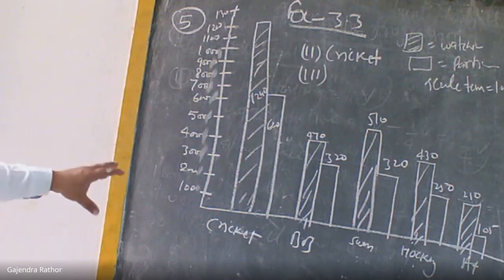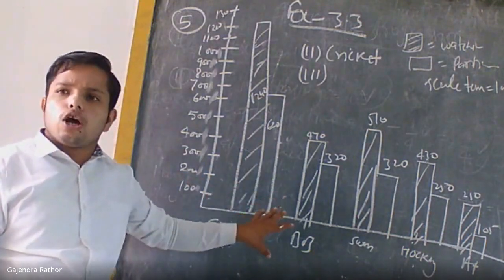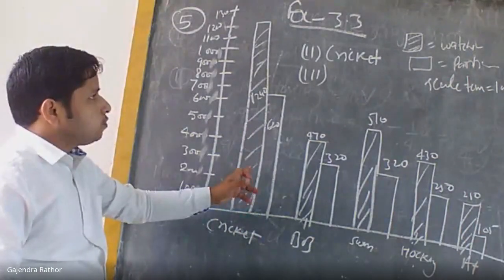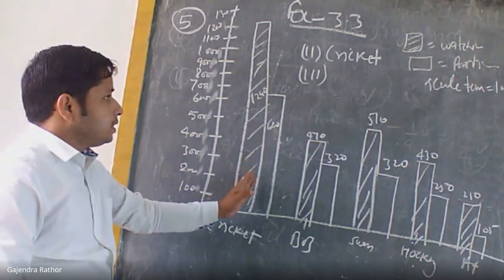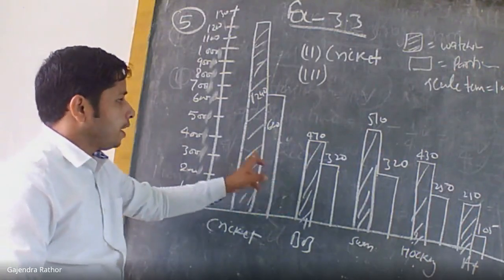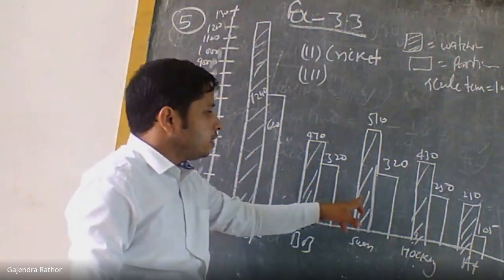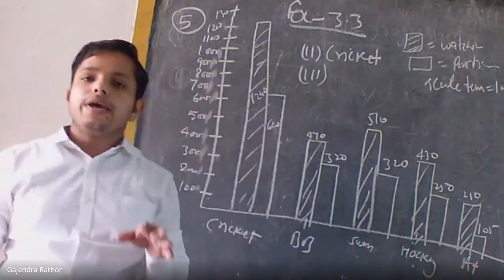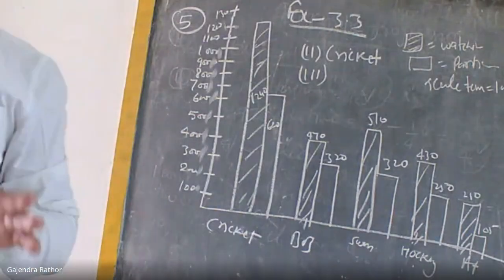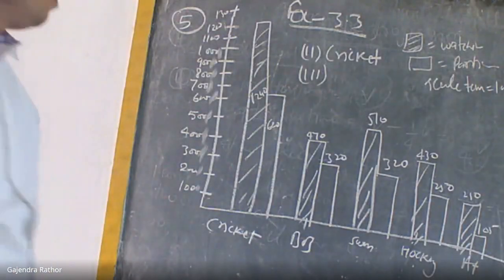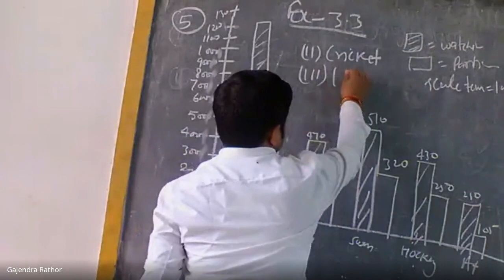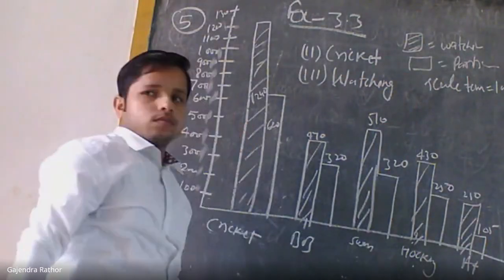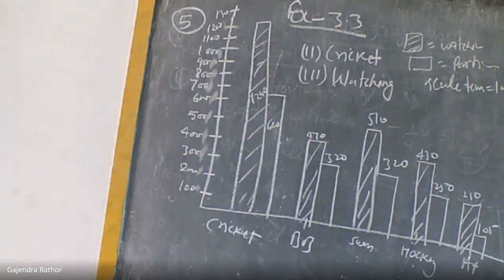Yeah, we can find the answer by observation of the graph. We are seeing that the bars which represent watching are higher than participating. This is also higher, this is also higher, this is also higher. So we can say watching is preferred over participating. So our fifth question is completed.